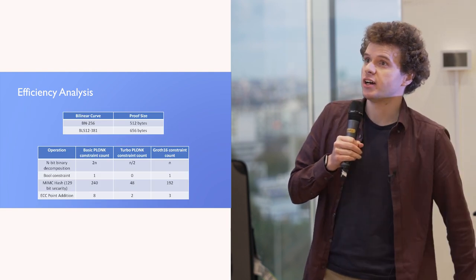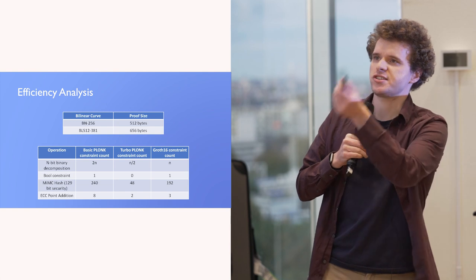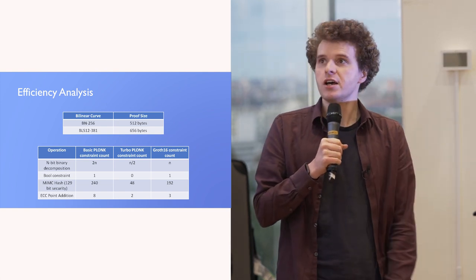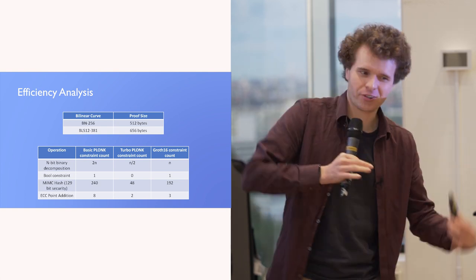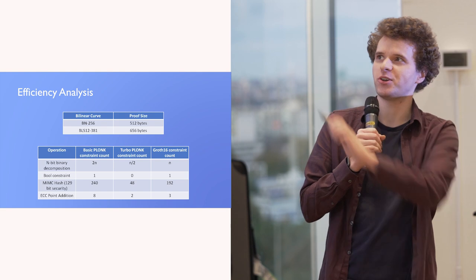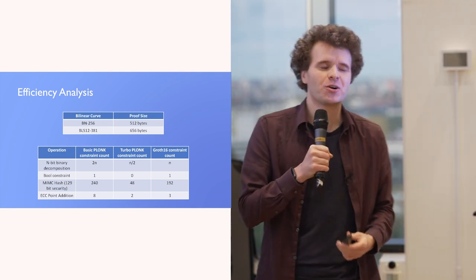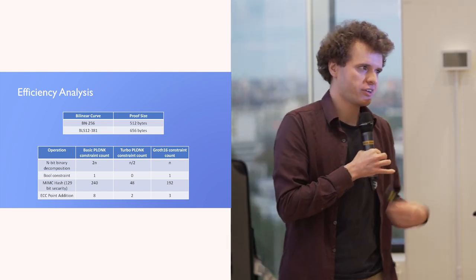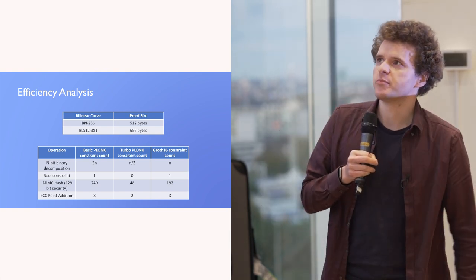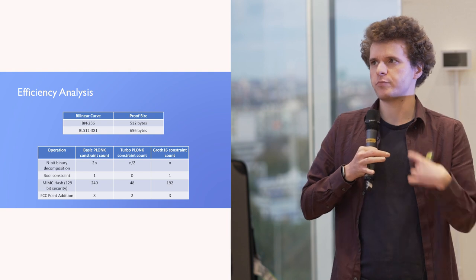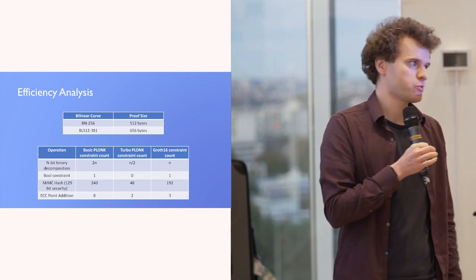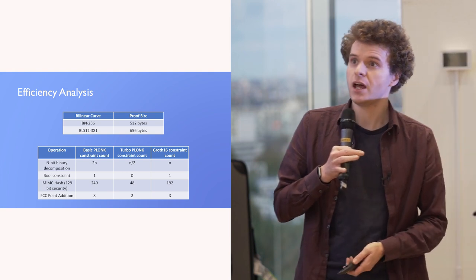So here, just to summarize the efficiency section, are some constraint counts for some simple operations. Here I've got basic PLONK, where you just have addition and multiplication gates, and something which for now has the working title Turbo PLONK. So this is with some extra custom gate functionality that I can explain later on in the talk. But you can see that for the Turbo PLONK scenario, the prover time will be like 10% slower than basic PLONK, so it's barely noticeable.